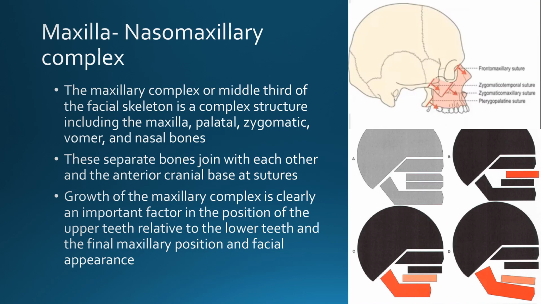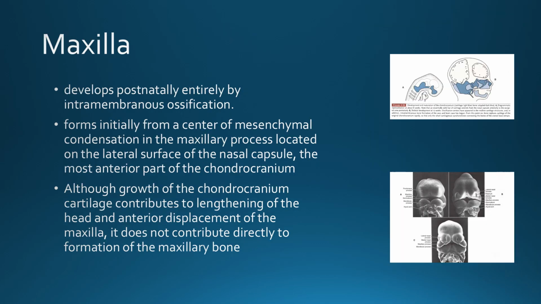Now let's discuss the maxilla or the entire nasomaxillary complex. So the maxillary complex or the middle third of the face has many structures and bones. It has the maxilla, the palatal bone, the zygomatic, the vomer, and the nasal bones. Okay, these separate bones, they join each other and they join the anterior cranial base at sutures. So the growth of the complex is an important factor in the position of the upper teeth طبعا in relation to the entire face. So coming now to the maxilla.